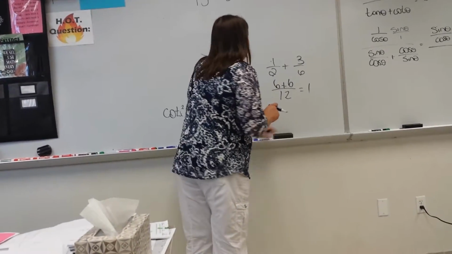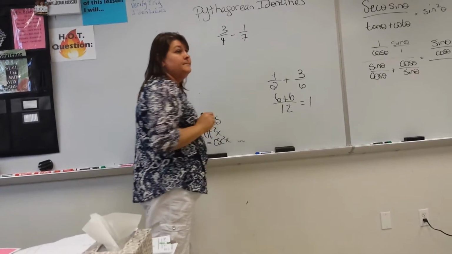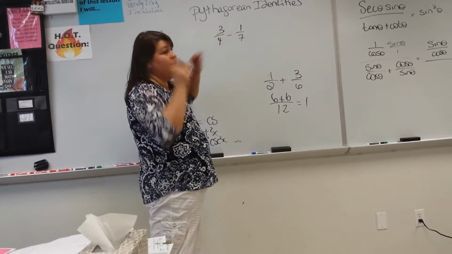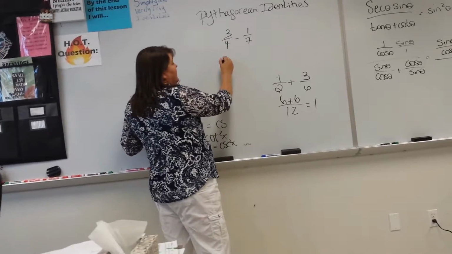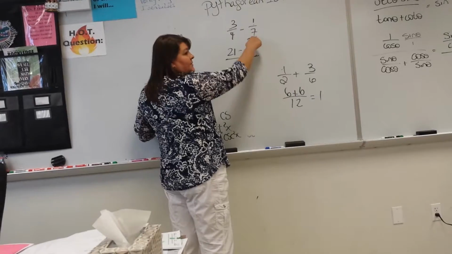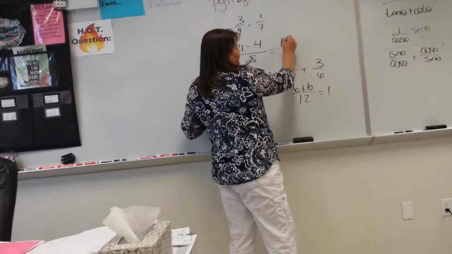Because if my problem was this, I need subtraction and I need this guy to be my first number. So how would I do that? I would do this times this, 21, minus this times this, 4, over this times this, and what do I get? 17 over 28. There's my answer.